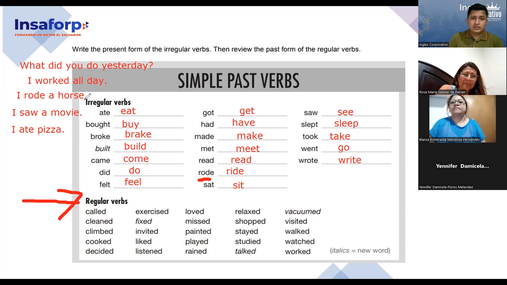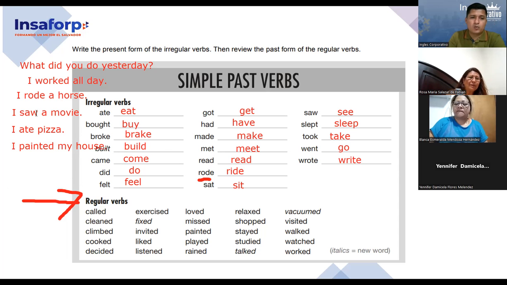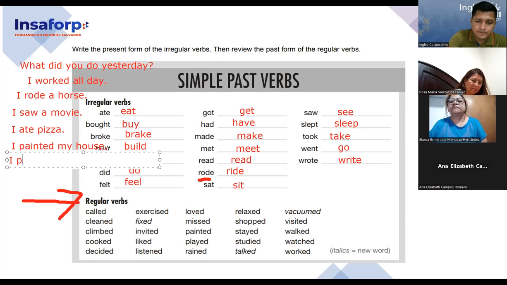So if you want to add more examples, you can say, I painted my house. Yes, right. What did you do yesterday? I worked all day. I rode a horse. I saw a movie. I ate pizza. I painted my house. Yes, right. Also, you can say, I wrote a letter. Is correct? Exactly. I wrote a letter. That is correct. Okay.